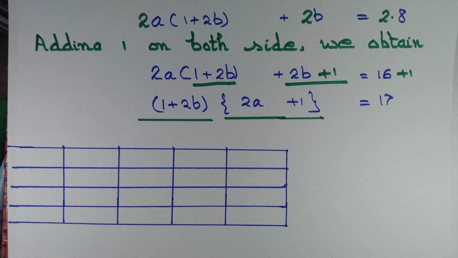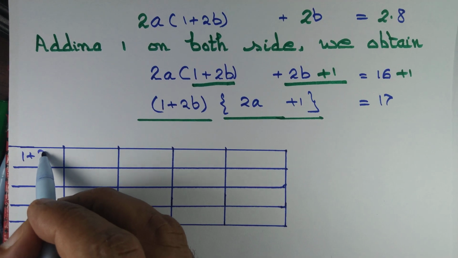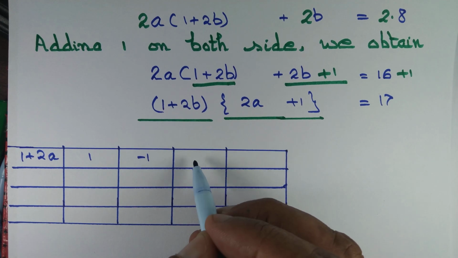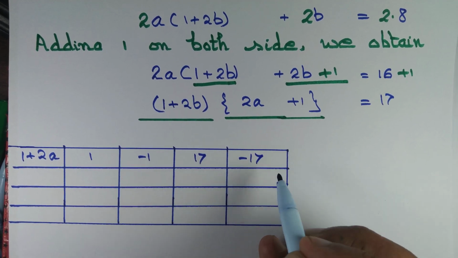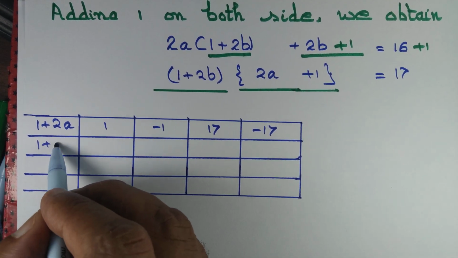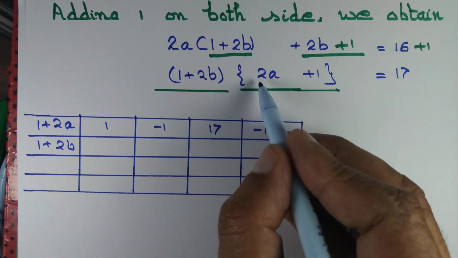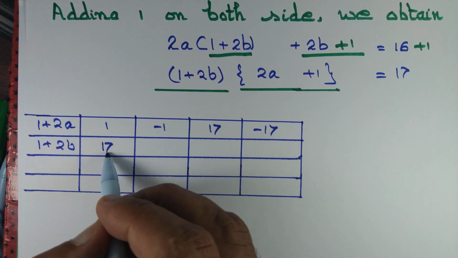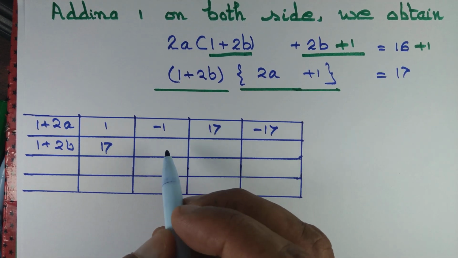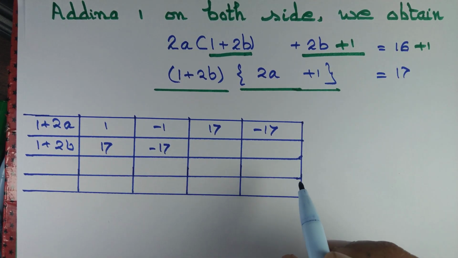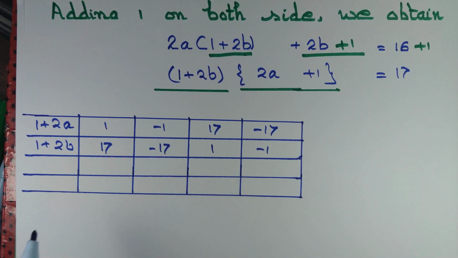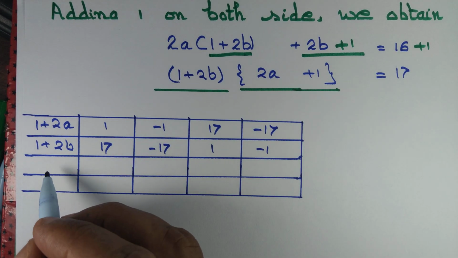So let's write it in the form of a table. For 1 plus 2a we have a limited number of choices. It is either 1 or minus 1 or 17 or minus 17. That's the only integer factors of 17. What about 1 plus 2b? If 1 plus 2a equals 1, 1 plus 2b has to be equal to 17 because the product is 17. Similarly, if 1 plus 2a equals minus 1, 1 plus 2b has to be equal to minus 17. Now, from there, definitely we can determine the values of a and b.